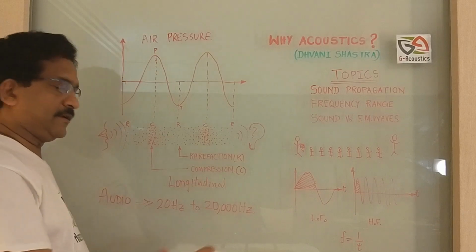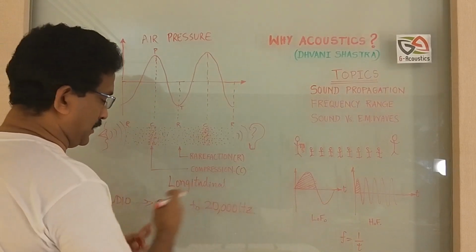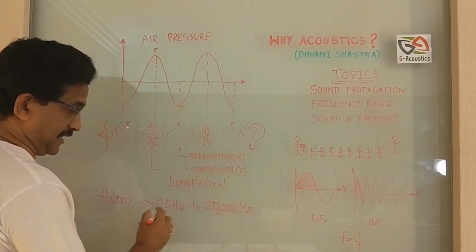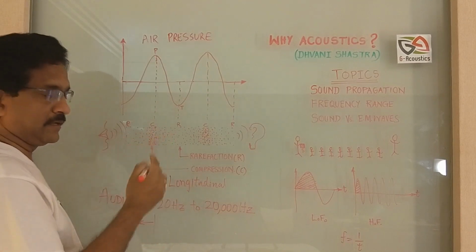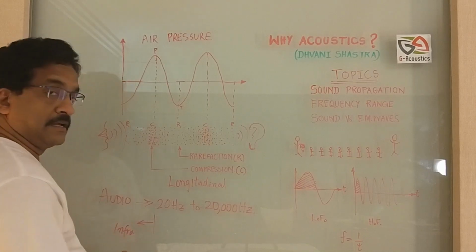It is not that the range is only this. There are frequencies above this and below this. Below this, whatever the frequency less than 20 hertz, their sound is present, but we cannot listen, and they are called infrasound.